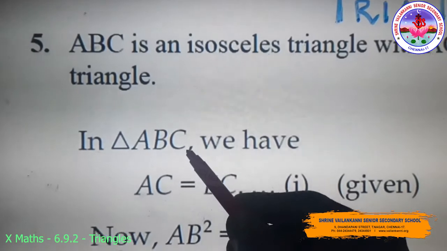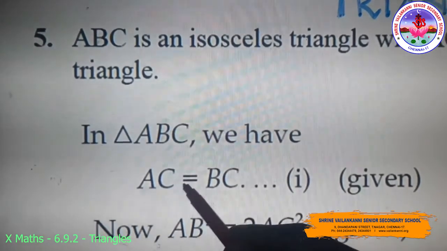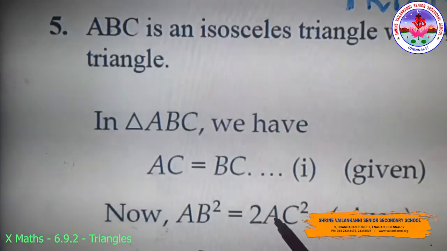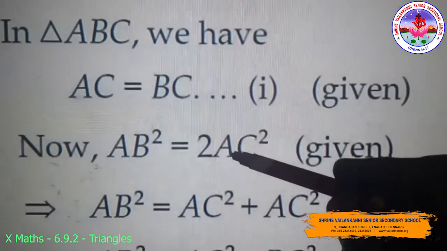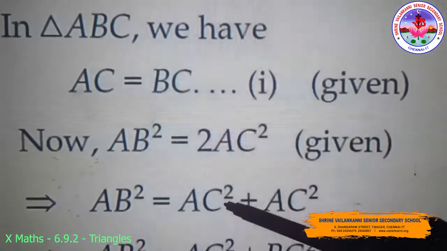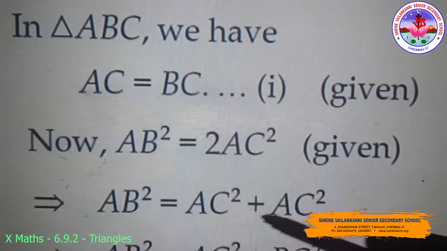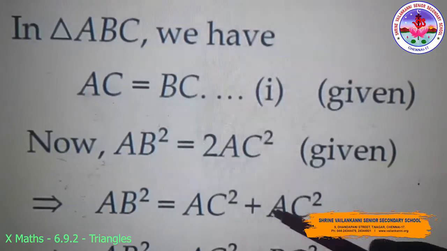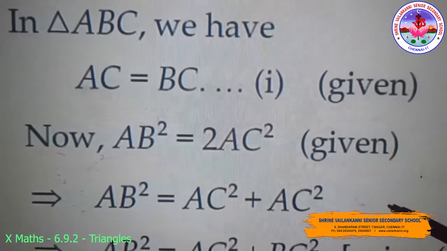Now coming to the solution, we are given triangle ABC which is an isosceles triangle. So AC is equal to BC. It is given in the problem, calling this equation 1. Also, it is given in the problem, AB square is equal to 2AC square. I am going to split up this 2AC squared as AC squared plus AC squared. So I got AB squared is equal to AC squared plus AC squared, calling this equation 2.